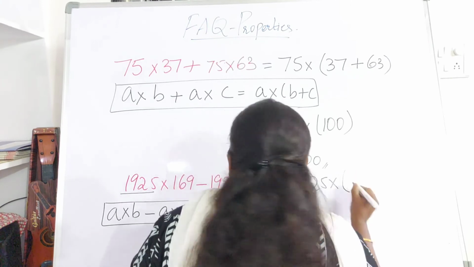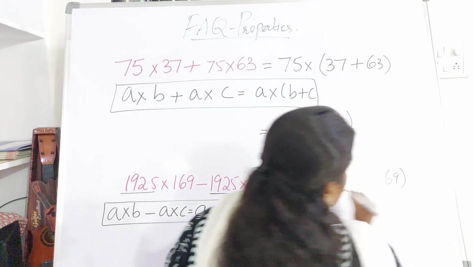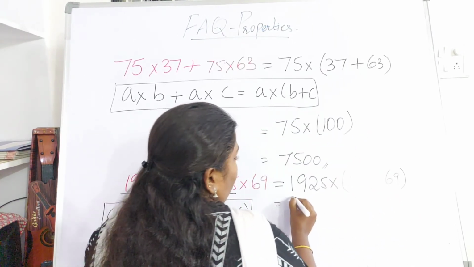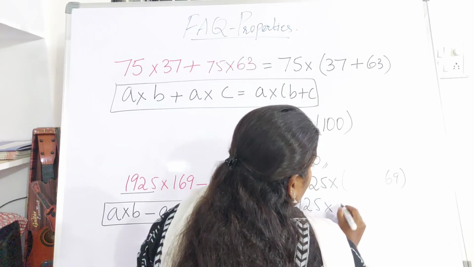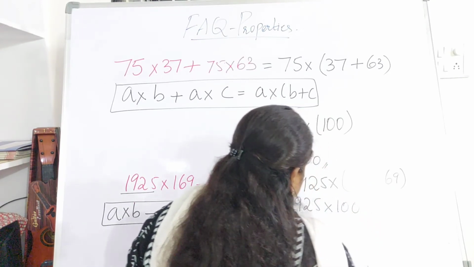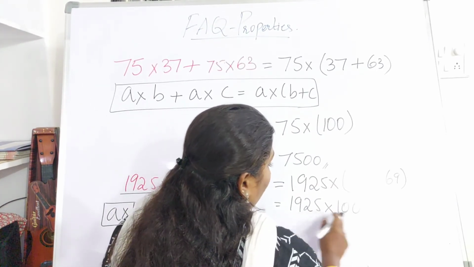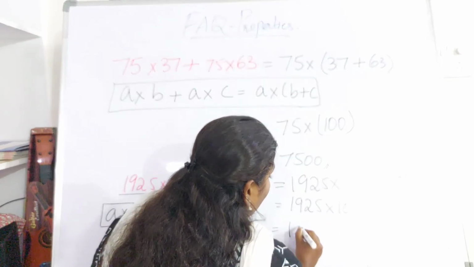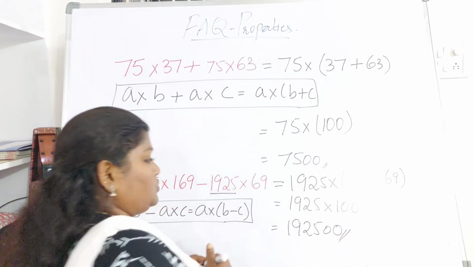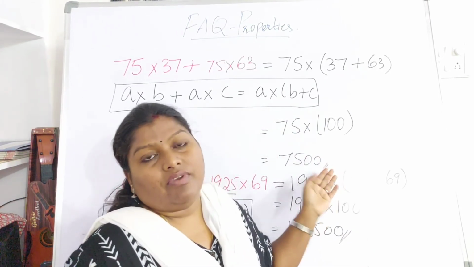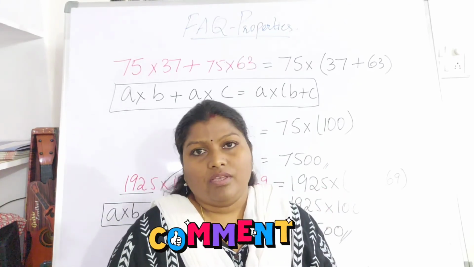So into 169 minus 69. Yes, so here 1925 into 169 minus 69 is 100. 1925 into 100. So when you multiply this, this is nothing but 1,92,500. So the solving becomes very easy when you use properties. So usage of properties will make you easy to solve. So hope you have understood.